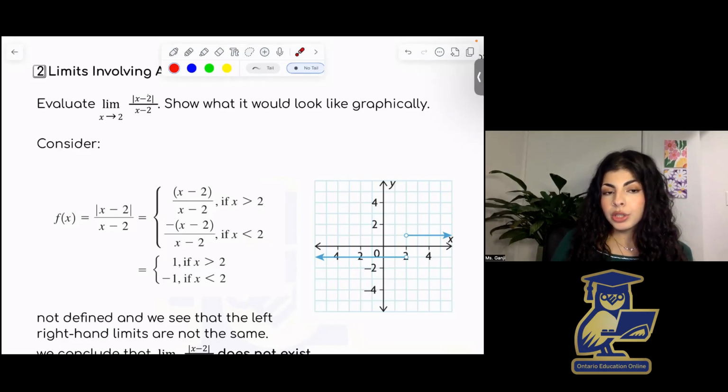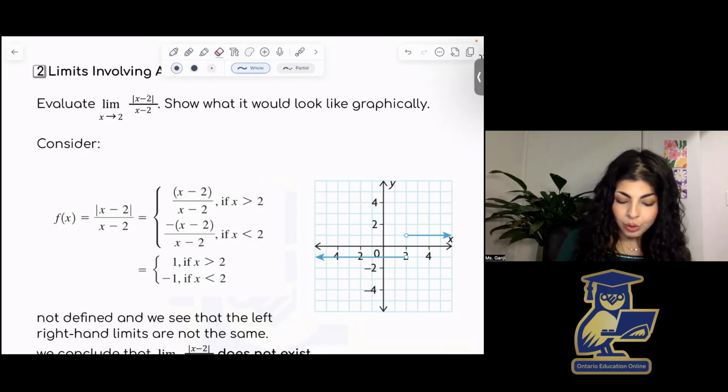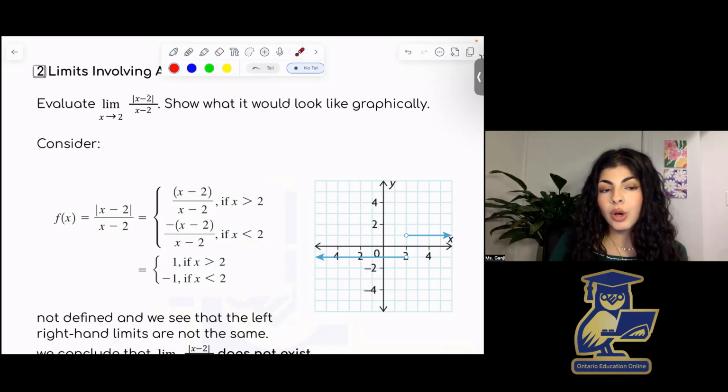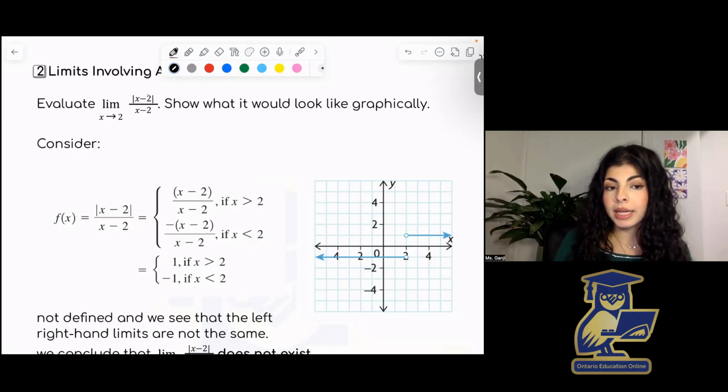And I want you to think for a moment why we don't consider x is equal to 2. And that has to do with our denominator, because x is not defined. So generally with absolute value, you would be looking at both sides. But here, because of that denominator, it's not defined for x equal to 2, because of that x minus 2. So in our domain itself, we don't have x equals 2, so we don't have to consider it here.